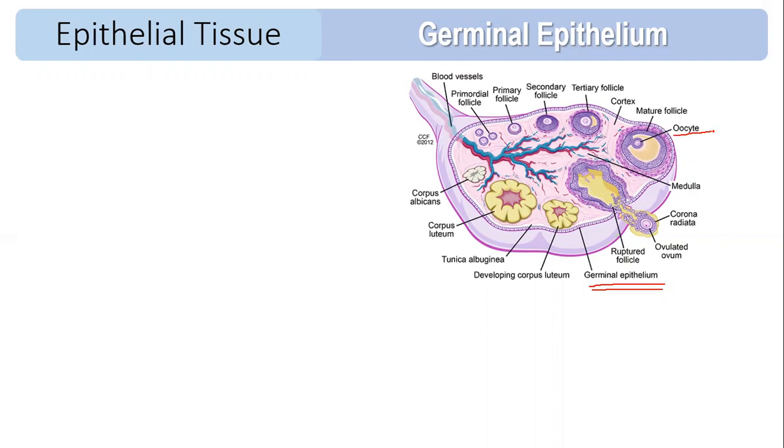What is meiosis? Meiosis is reductional division. For example, if this is a cell, that cell is diploid. What is diploid? Diploid is two sets of chromosomes. That means it has 46 chromosomes. Now this cell will undergo meiosis. After meiosis it is going to form four cells. Initially it is going to form two cells, and both the cells are haploid.